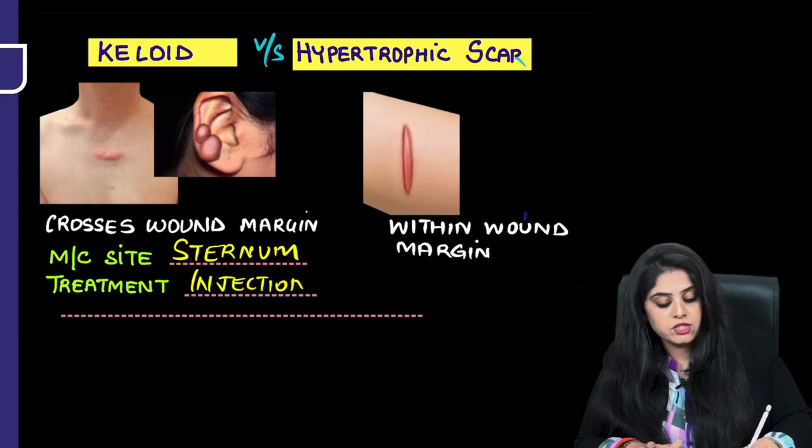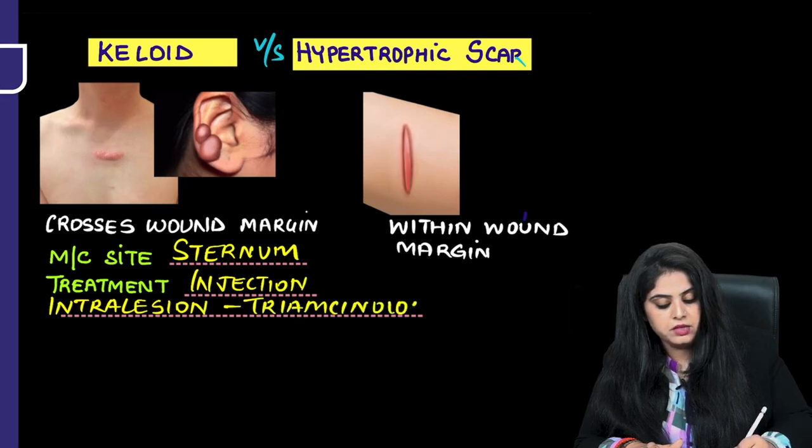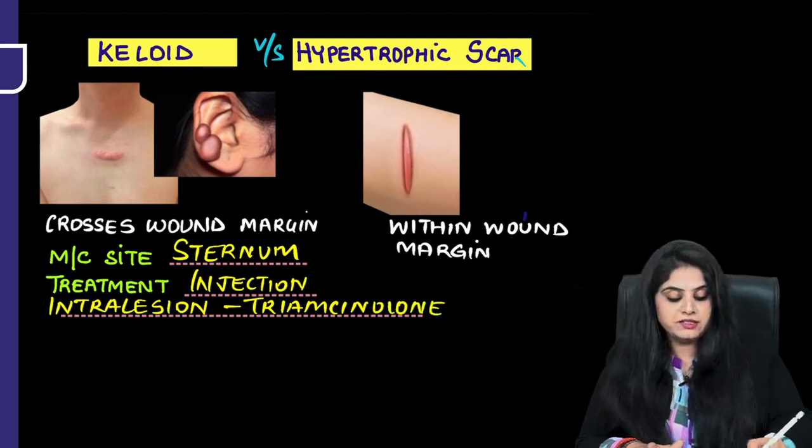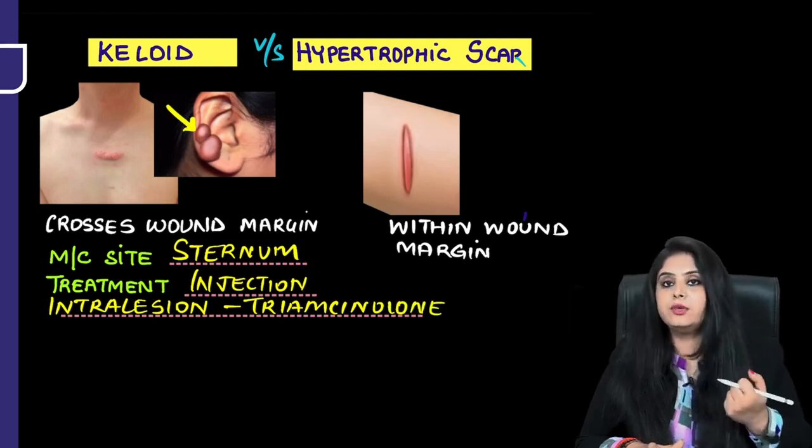You have to give what injection? Injection within the lesion, an intralesional injection. And what injection? It's a steroid. What is the name of the drug? Triamcinolone. So triamcinolone, you basically inject it over here and the keloid is going to shrink.